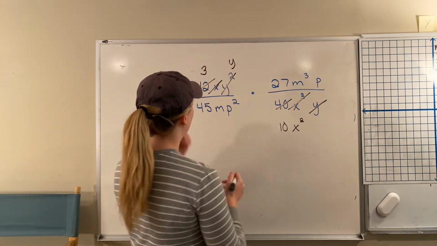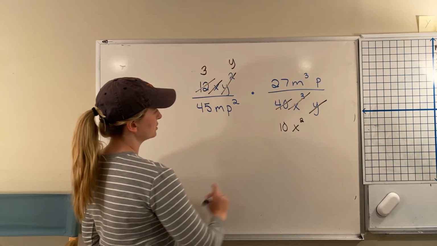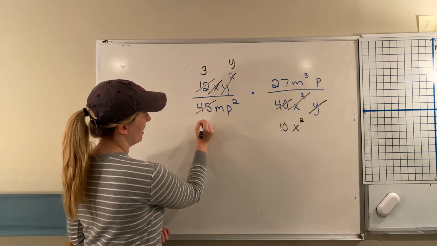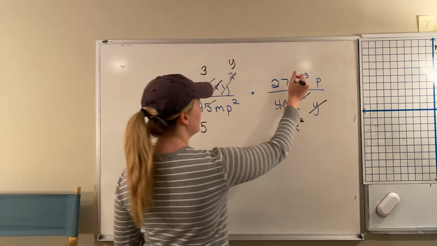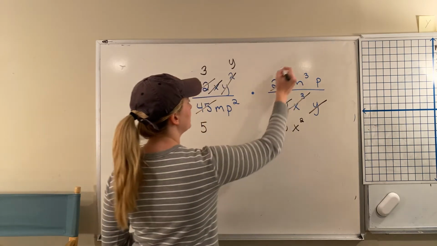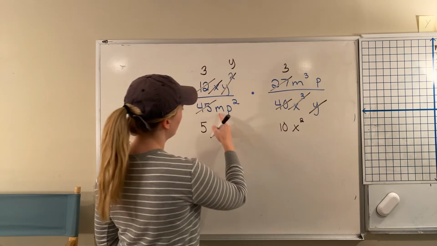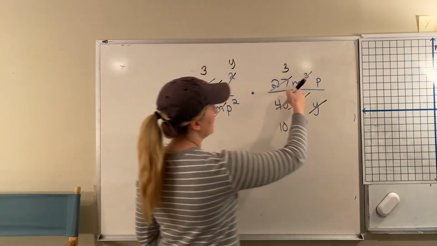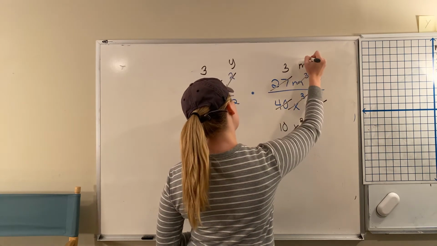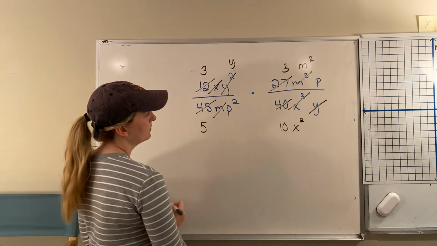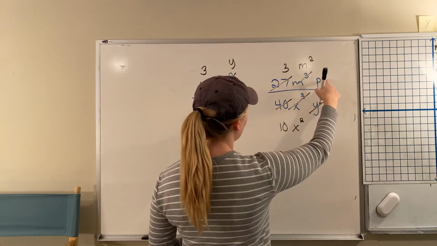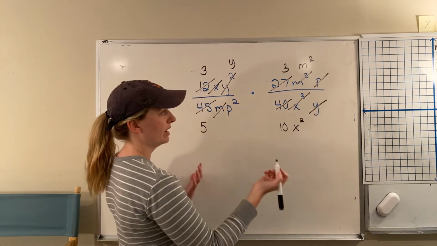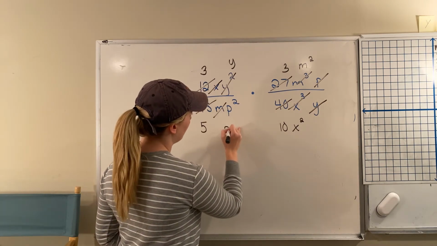Repeat the process again. What is the greatest common factor between 45 and 27? That's a 9. 9 goes into 45 5 times. 9 goes into 27 3 times. We have an m and an m cubed. M goes into m cubed twice. And this m gets canceled out. We have p squared and p. Well, p goes into p squared twice, but it'll get canceled out in the process, leaving a single p down below.